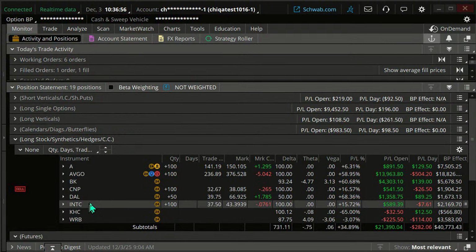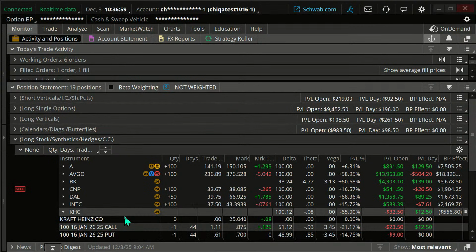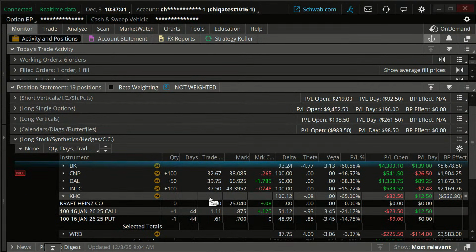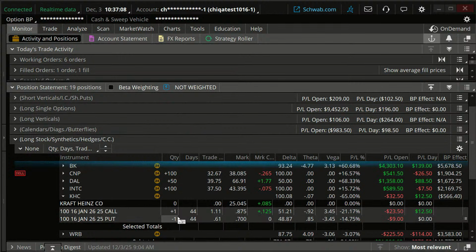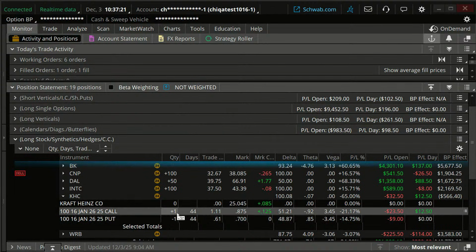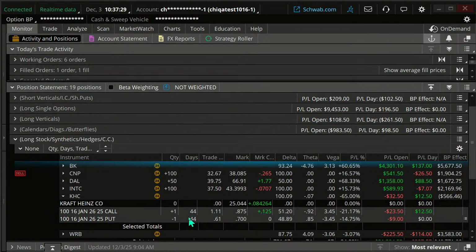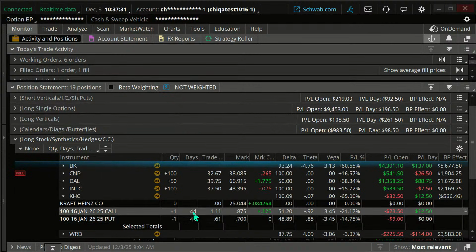Let me go here. Here's Kraft Heinz. We're down a little money on this. We're losing a little money on this. This is a synthetic, okay? We've got long call, short put, same strike, same expiration. So typically we're going to treat this fairly similar to just a long stock trade. If it's trending up, looks great, we're going to stick with it. If it's trending down, we're probably going to get out of that. And of course, if we're getting near expiration, we'll look to get out, but we still have 44 days.